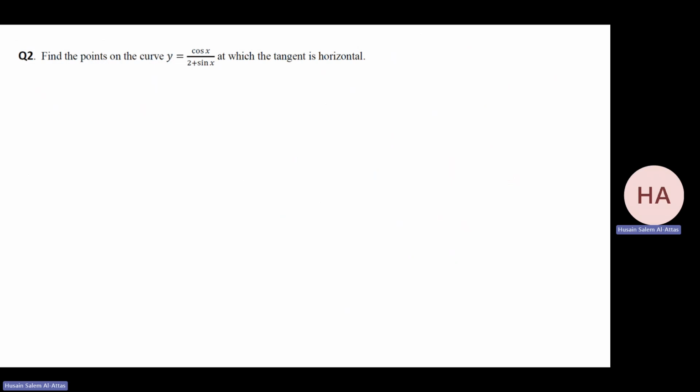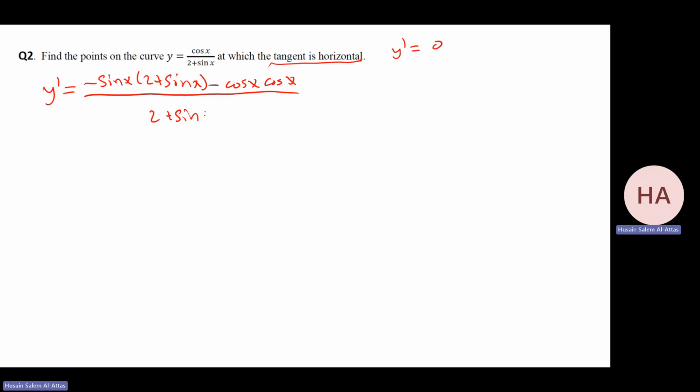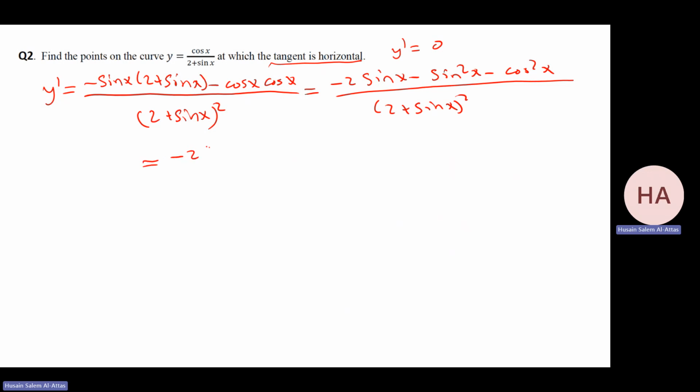Find the points on the curve at which the tangent line is horizontal. It means y prime equals 0. Find y prime. Y prime will be what? Minus sin x times (2 plus sin x) minus cosine x times cosine x, over (2 plus sin x) all square. And that is what? Minus 2 sin x minus sine square x minus cosine square x over (2 plus sine x) all square. And that will be minus 2 sine x. This is what? This is minus sine square plus cosine square, which is 1. So it's minus 1 over this.